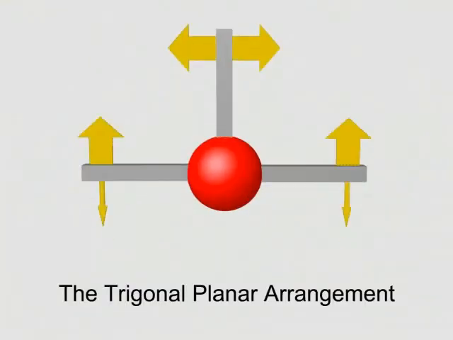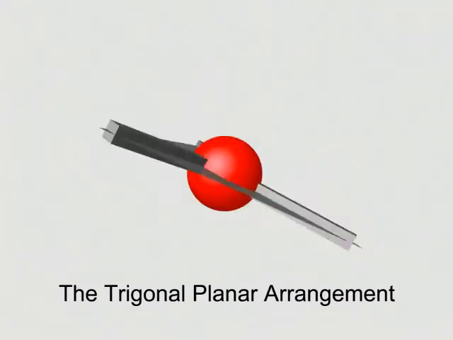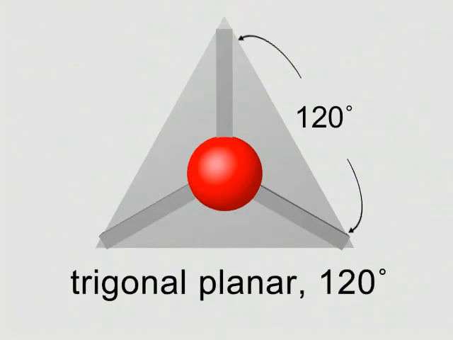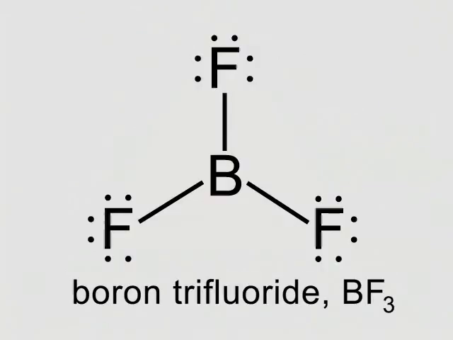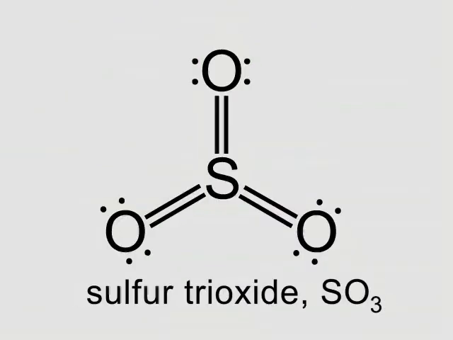Three negative groups attached to a central atom attain minimal repulsions in the trigonal planar arrangement, which has an ideal bond angle of 120 degrees. We observe this angle in molecules with three identical groups, such as boron trifluoride and sulfur trioxide.